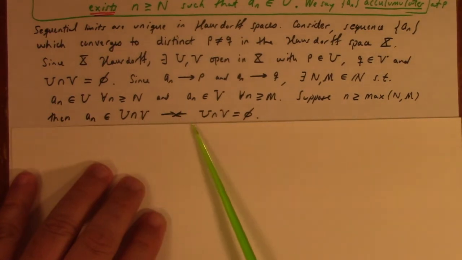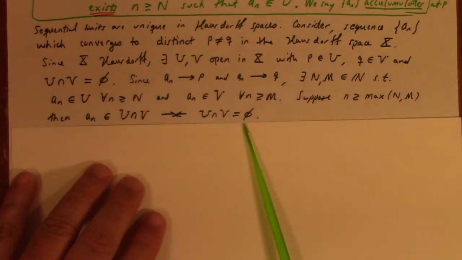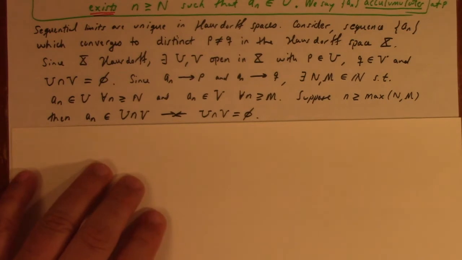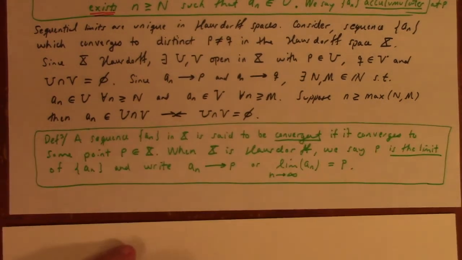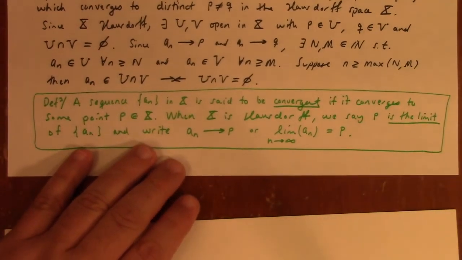But that's a contradiction because we have that the intersection of U and V is empty, right? Because it's Hausdorff. And therefore we can't assume that the sequence converges to two distinct points. We get a contradiction in this way. Therefore, the limit is unique in a Hausdorff space. And of course, I'm talking about the sequential limit at the moment.